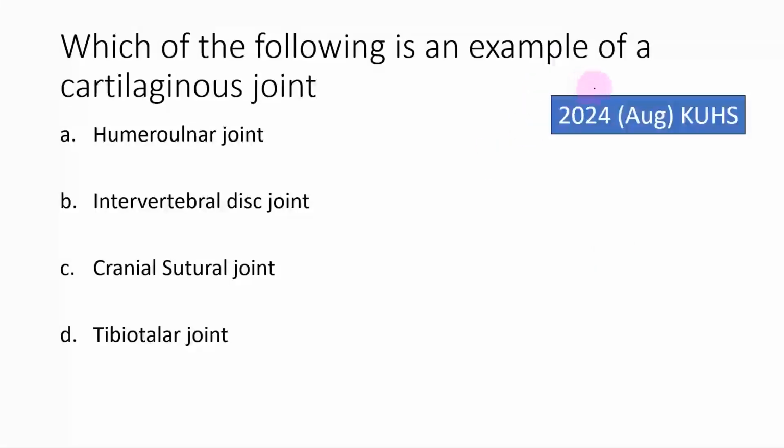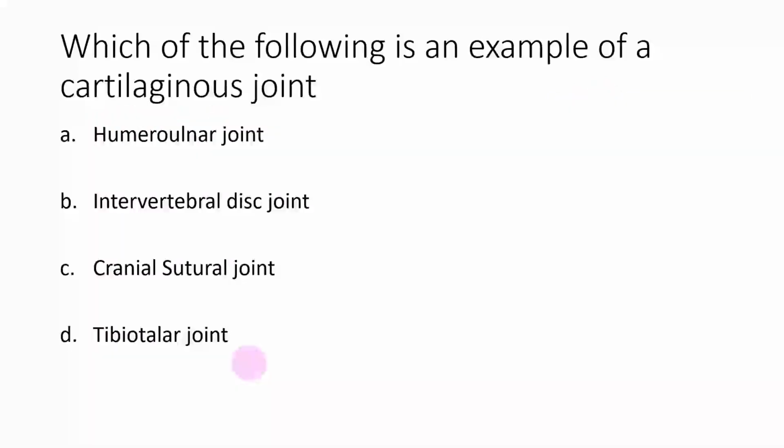This question was asked in the 2024 August KUHS MBBS examination. Which of the following is an example of a cartilaginous joint? The choices given are humeroulnar joint, intervertebral disc joint, cranial sutural joint, tibiotalar joint. So let us have a look at what these joints are.